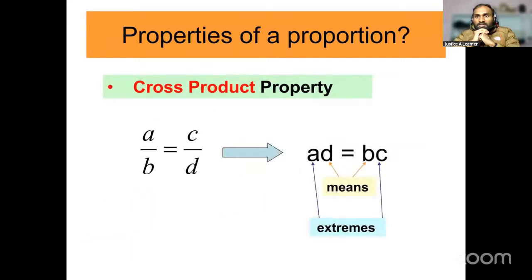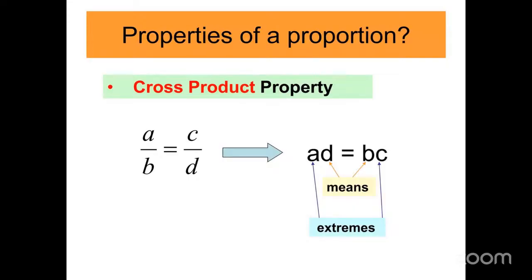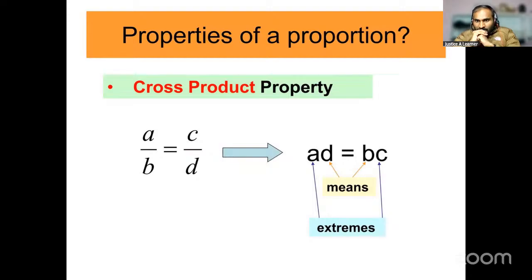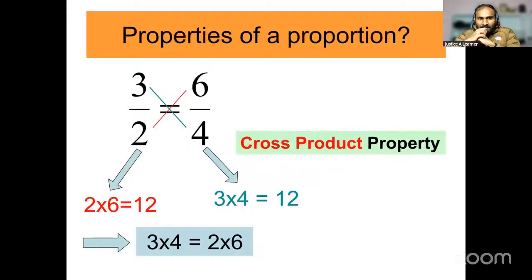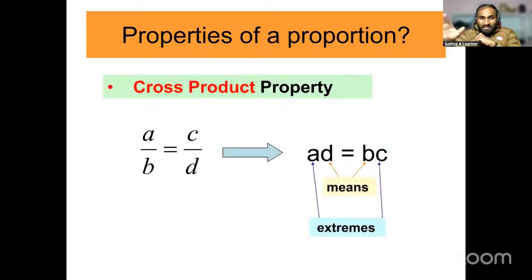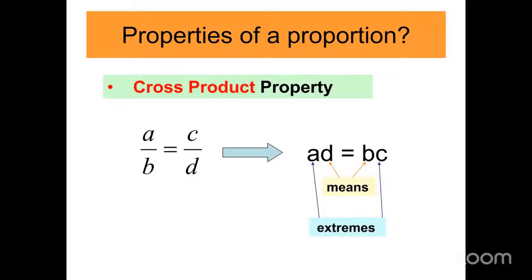And properties of a proportion, you may read this. So cross product property. AD means BC. Yes, because we have seen this in an example, right? So I can write it in algebraic form to understand: if A upon B is equal to C upon D, so it would be AD is equal to BC. I don't understand.